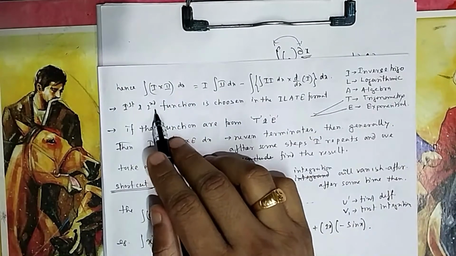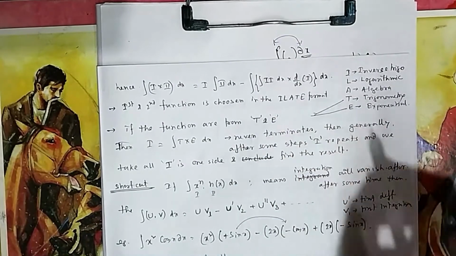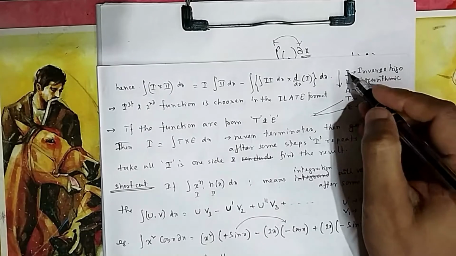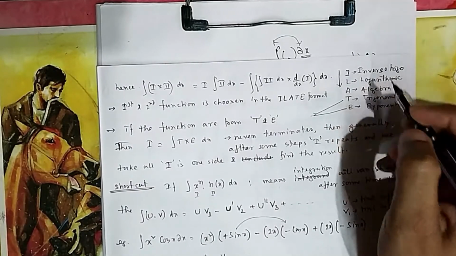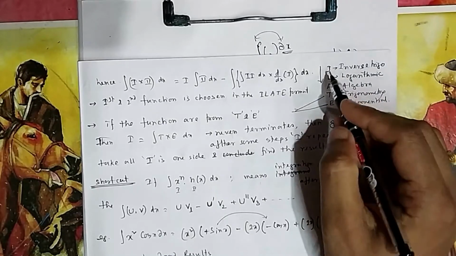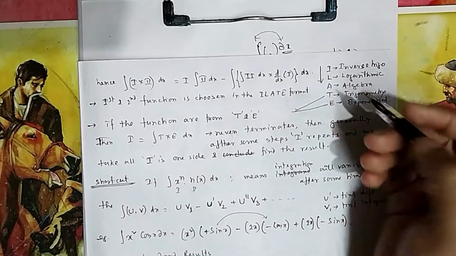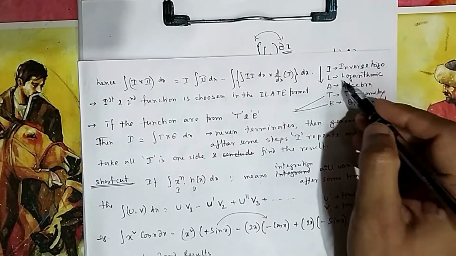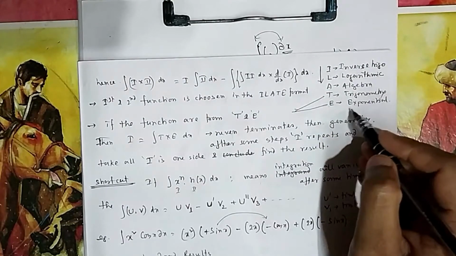Now how to choose which one is first and second? This is chosen in the ILATE format, given in a hierarchy. The one which comes first becomes the first function. Generally these are the 5 types of functions we encounter. Remember ILATE: I is inverse trigonometry, L is logarithm, A is algebra, T is trigonometry, and E is exponential.